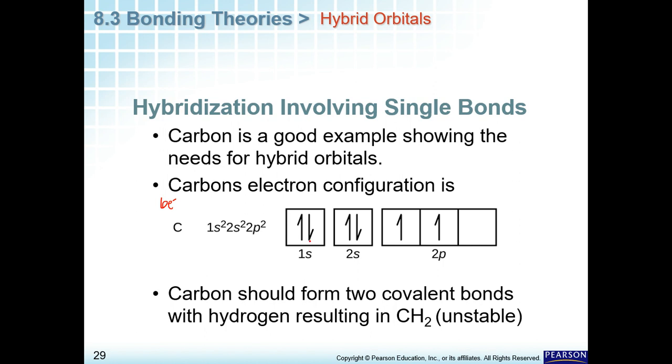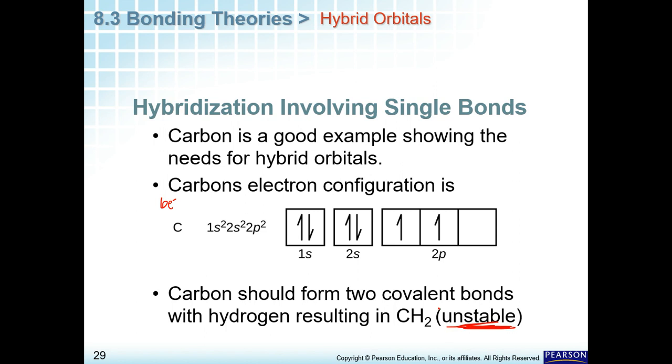If we were going to do the arrows like we did in chapter 5, I have 2 and 2, and then following Hund's rule, I have 1 arrow up in each p box. This shows I have 2 unpaired electrons. So what we want to do is form a bond with those and pair them up. That means carbon should form 2 bonds. But if you make the structure where carbon bonds to 2 things, this structure is unstable. It doesn't work out. It doesn't like to happen.